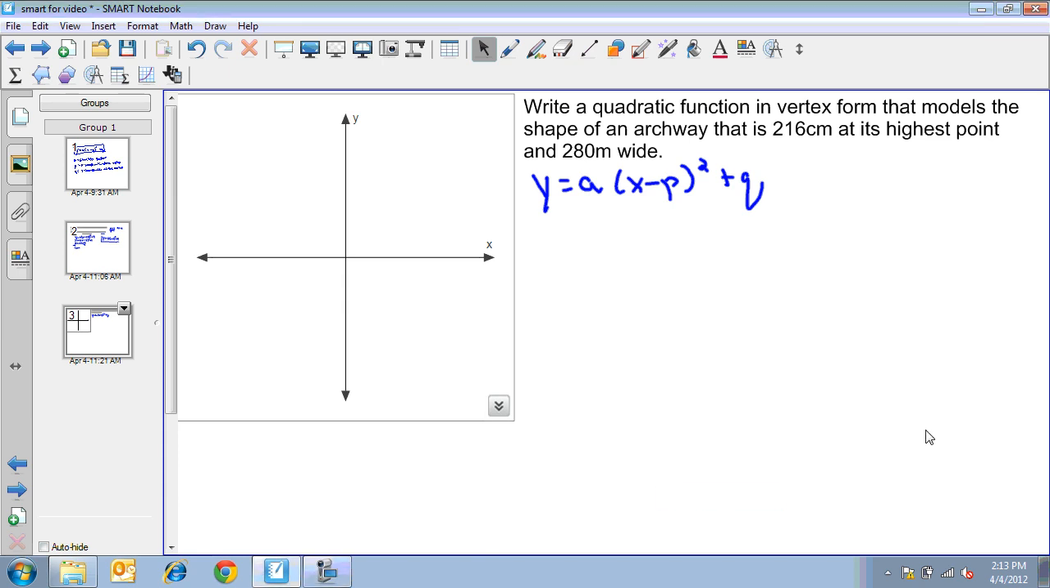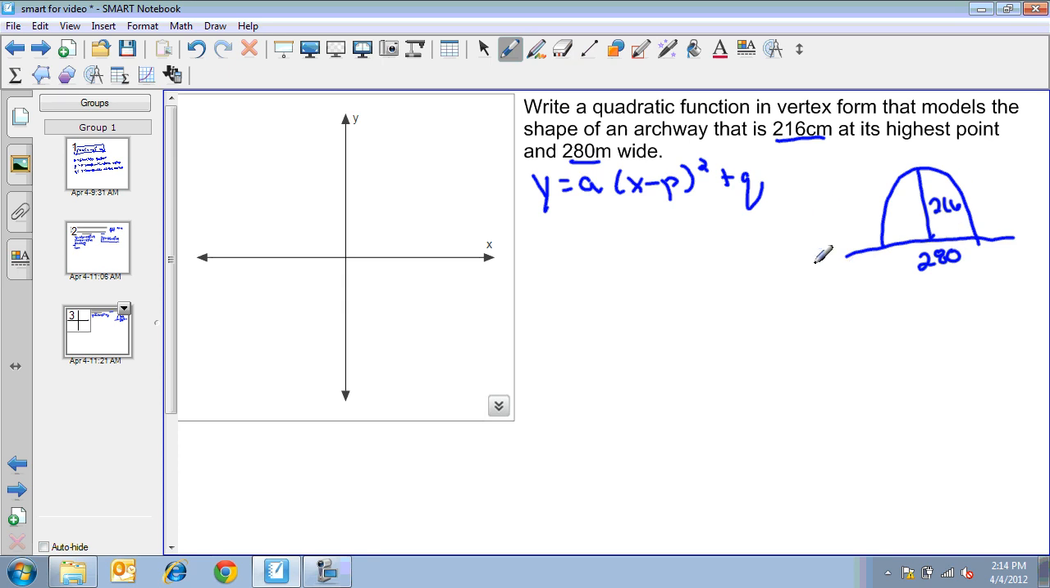Here's an example of a word problem where we're asked to write a quadratic function in vertex form that models the shape of an archway. We're given some information about the archway. The height is 216 centimeters, and the width of the arch is 280. If we draw this as a diagram, here's the archway. If this is the base, our height is 216, and our width is 280.